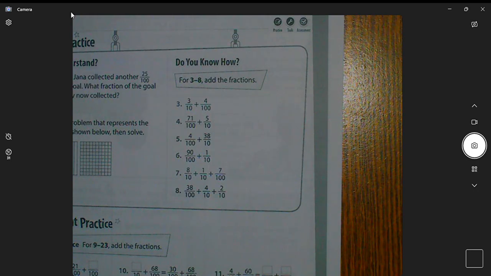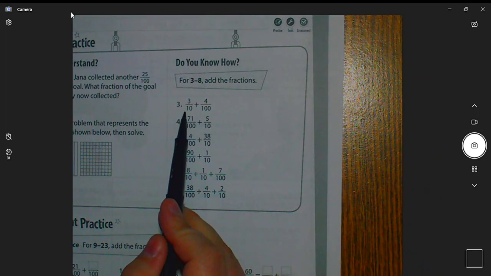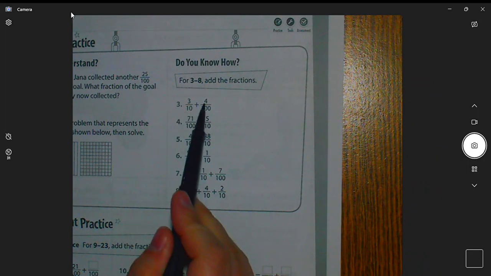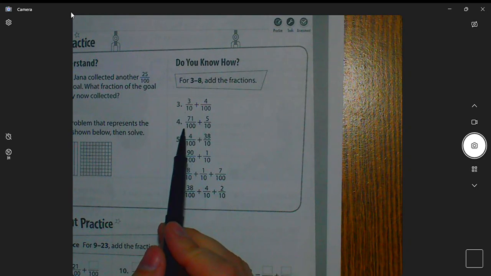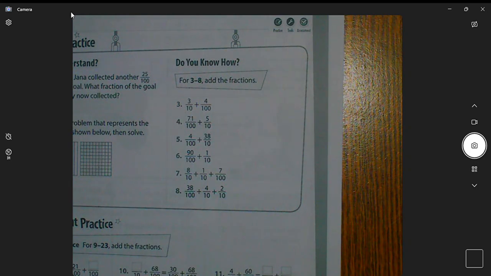Today we are going to be adding fractions with denominators of 10 and 100. But let's look at this. We're going to look at 3 through 8 for our examples. I have 3/10 plus 4/100. I can't add that. So I have to look at my hundredths first.